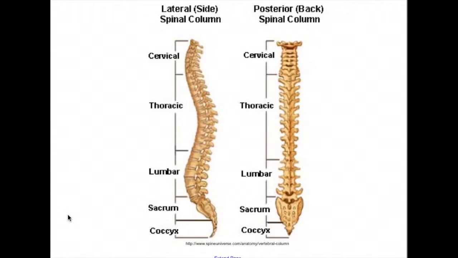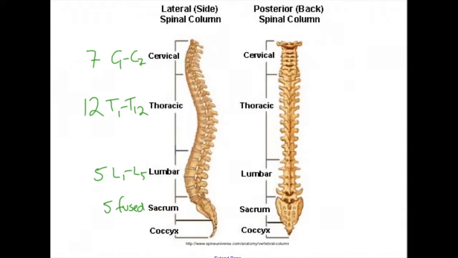In this photo, we can see the lateral and posterior side of the spinal column. This clearly indicates the types of vertebrae, starting with cervical, thoracic, lumbar, sacrum, and coccyx. Within the cervical vertebrae, there are 7, from C1 to C7. Within the thoracic vertebrae, there are 12, T1 through T12. Lumbar has 5 vertebrae, L1 to L5. Sacrum and coccyx are comprised of fused vertebrae. Within the sacrum, there are 5 fused vertebrae. Within the coccyx, there are 3 to 4 fused vertebrae.